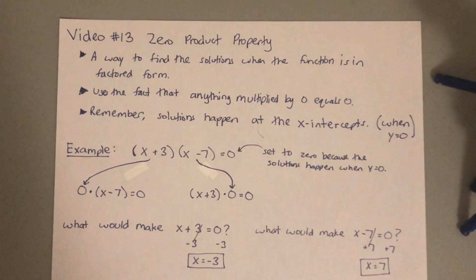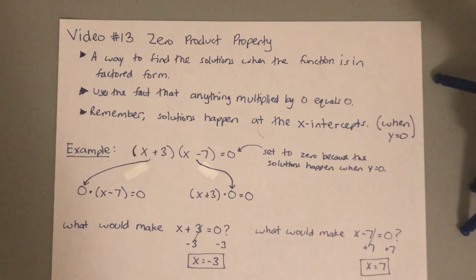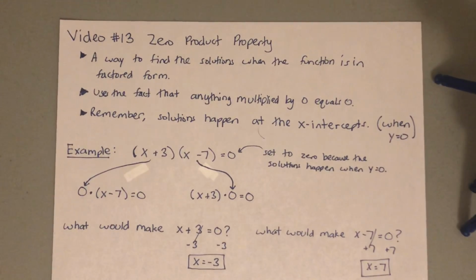Hello, today in this video, we're going to start talking about ways to find the solutions to quadratic functions. Now we know that when we look at a graph, the solutions are on the x-axis, the x-intercepts. The question is, how can you find those solutions if you don't have a graph? Like if you're just looking at the equation, how can you tell where the solutions are?